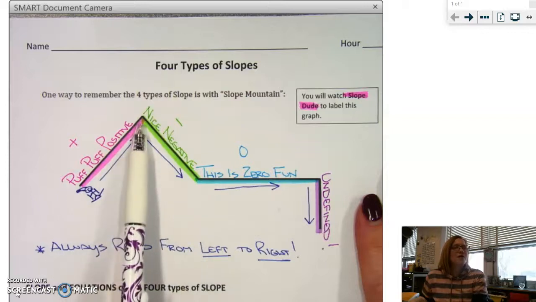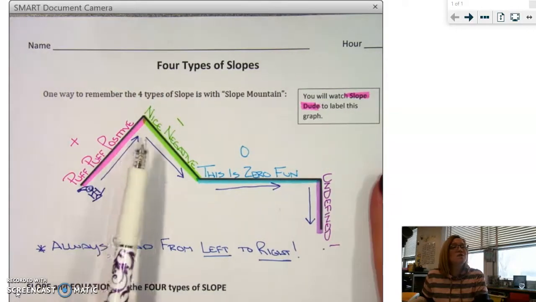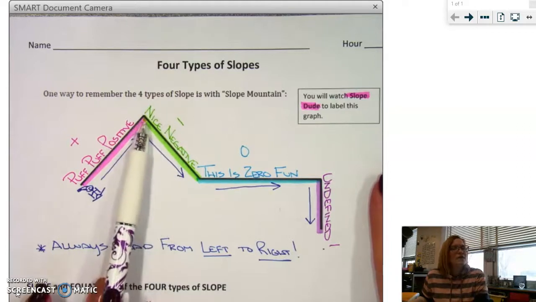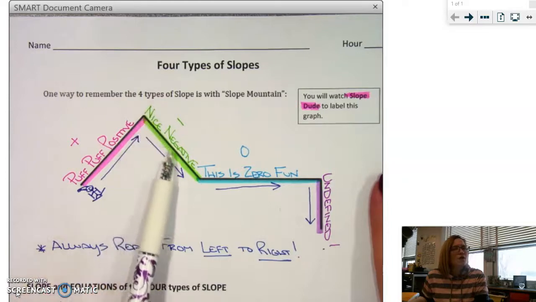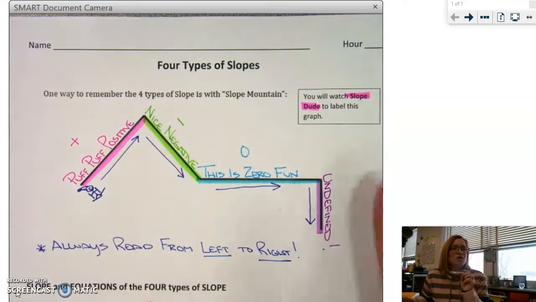When he gets to the top of the hill, he gets to finally go downhill, the best part of skiing or sledding or anything you're doing. When he gets to the top and starts riding down, he says, nice, negative, okay? So negative is going downward from left to right as he goes down the hill. That will always have a negative slope. So one of the 2 numbers in your slope will be negative in this case.